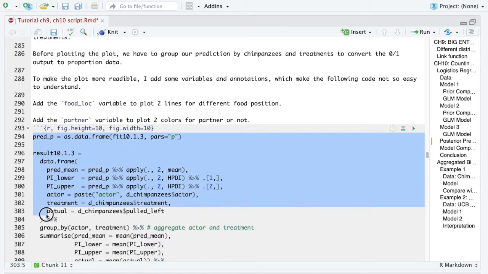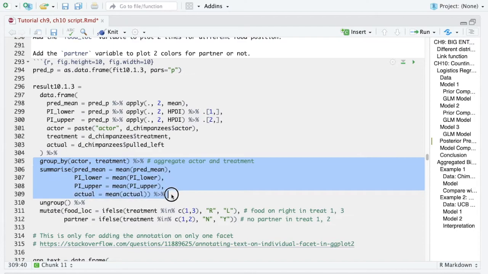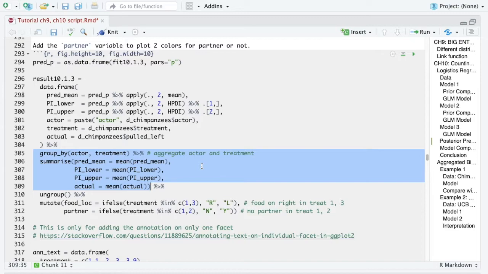The first step is the same as what we did previously. So we extract the predicted p from our posterior prediction, and then use the apply function and the HPDI function to calculate the confidence interval and the prediction mean, and then we add the original observations, actor, treatment, and actual data in the data frame as well. And then we use group_by and summarize to convert the 0, 1 output to proportion. For example, if we have 10 experiments for one pair of unique actor and treatment, and among the 10 experiments the chimpanzee pulled the ring on its left 5 times, we take the mean and get a 50% proportion.